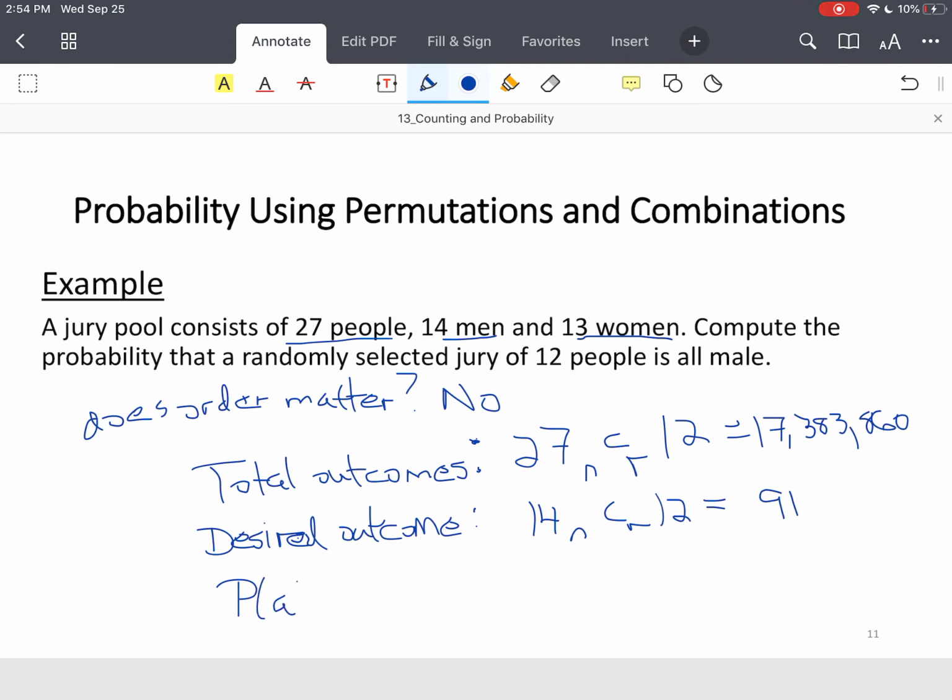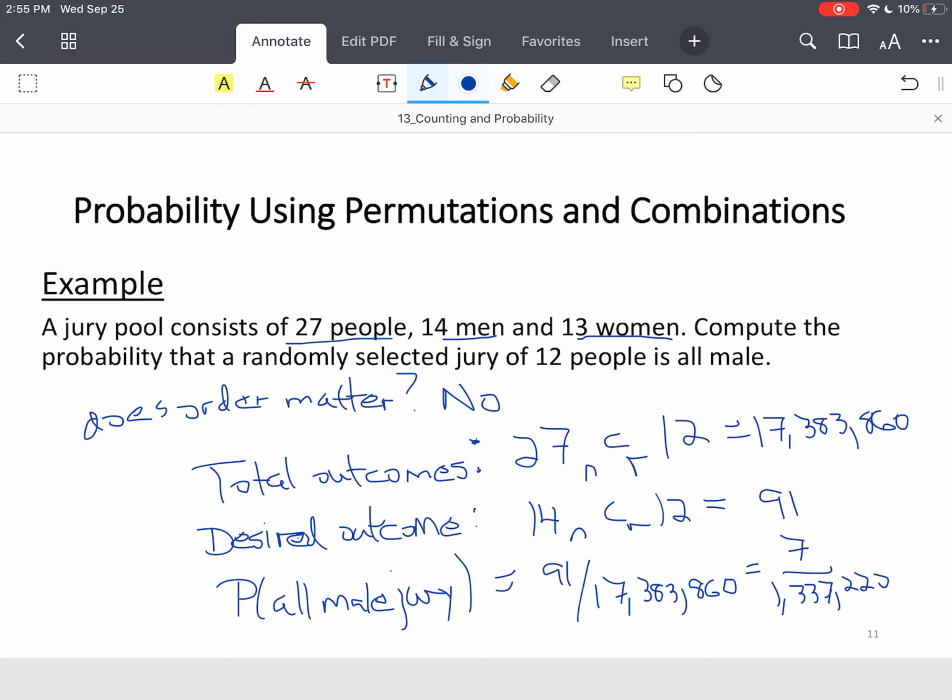Then you find your probability. The probability of an all-male jury is 91 over 17,383,860. Now you can simplify this and you end up with 7 over 1,337,220. That's your fractional solution. But in most cases, they want you to express this probability as a decimal.